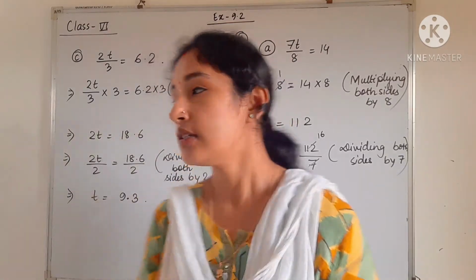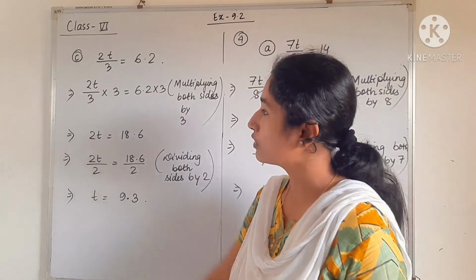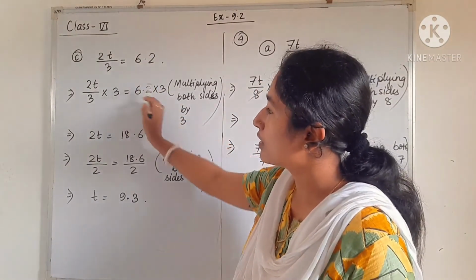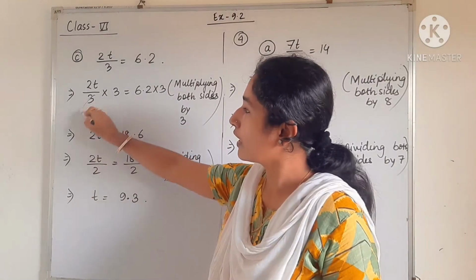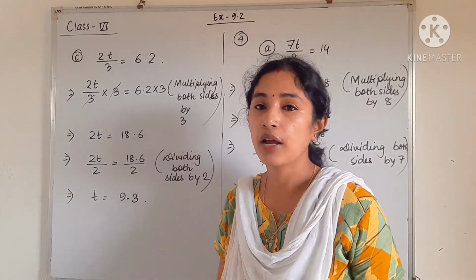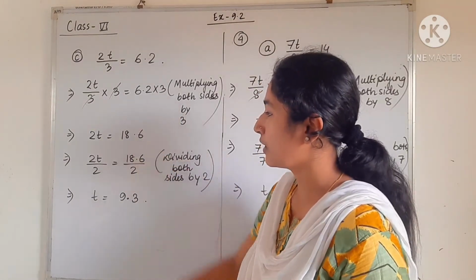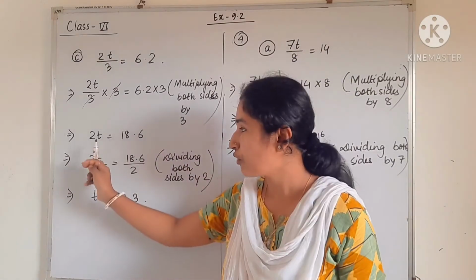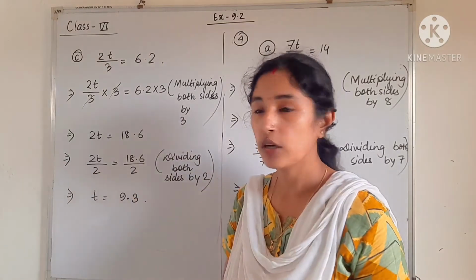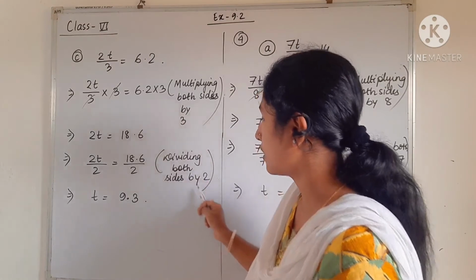Okay, so students, the next is number C. Here also we have to find the value of t. So step by step method we have to do. So we are multiplying 3 in both the sides. So by that way 3 will get cancelled, and 6.2 into 3 will be 18.6. How to multiply a decimal number with a whole number, we already know it. Okay, so this will be 18.6. So after that we have to remove 2 from left hand side. So we have to divide by 2 in left hand side and right hand side also. So we are writing here dividing both sides by 2.